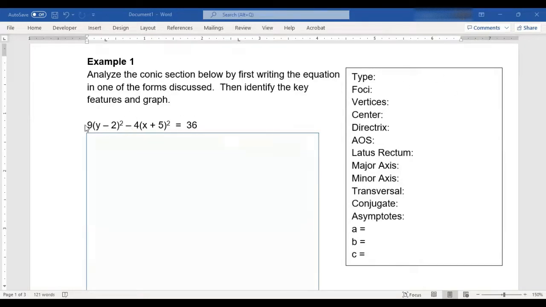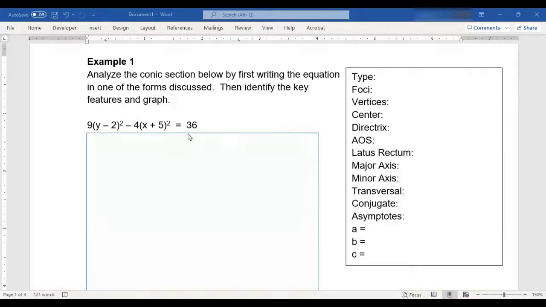We're going to start out. This is our equation here. What we want to do is get it into one of the forms that we know about. We want it to be in the shape of a parabola, the shape of an ellipse, or the shape of a hyperbola. When I'm looking at this equation right to start out with, I know this is going to be a hyperbola.